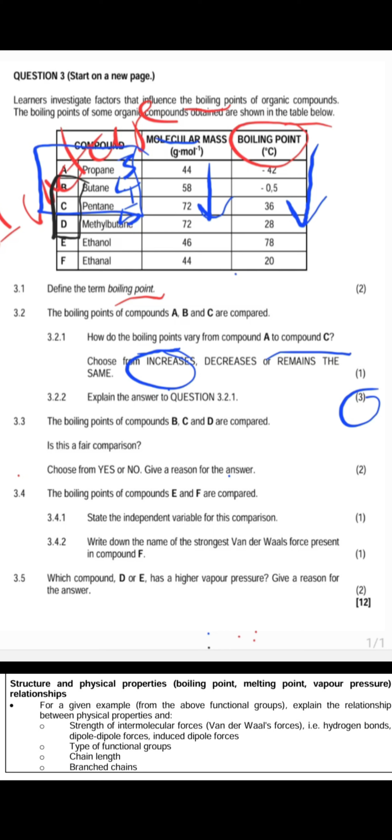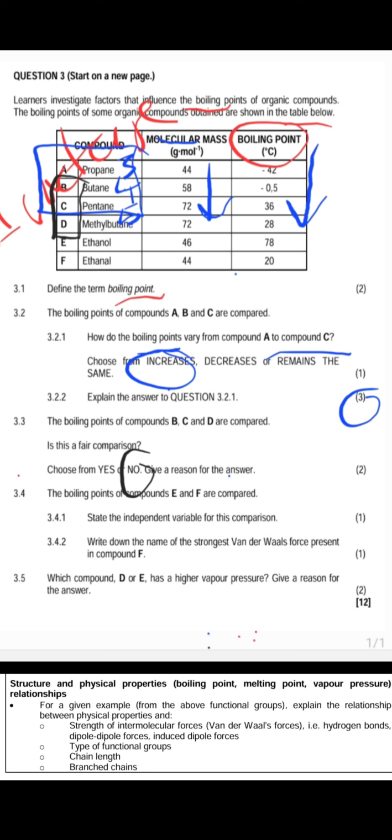Now, can you see that for B, C, and D, we are having butane, pentane, and methyl butane, and we can see something is happening there in terms of the molar mass. So the result here will be to say, no, this is not a fair comparison.